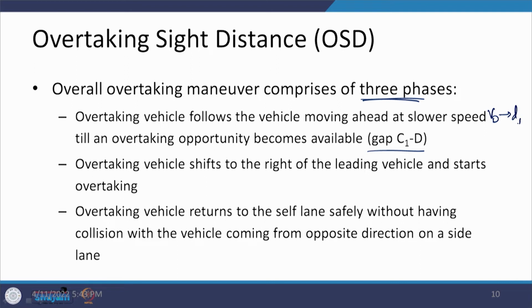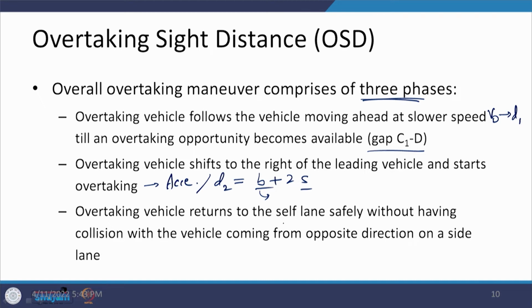The overtaking vehicle shifts to the right of the leading vehicle and starts overtaking. So, there is an acceleration which comes into the picture, as well as the distance travelled, D2, and this D2 is a combination of B plus 2S, where B is the distance moved by the slow moving vehicle with the speed Vd minus 16.